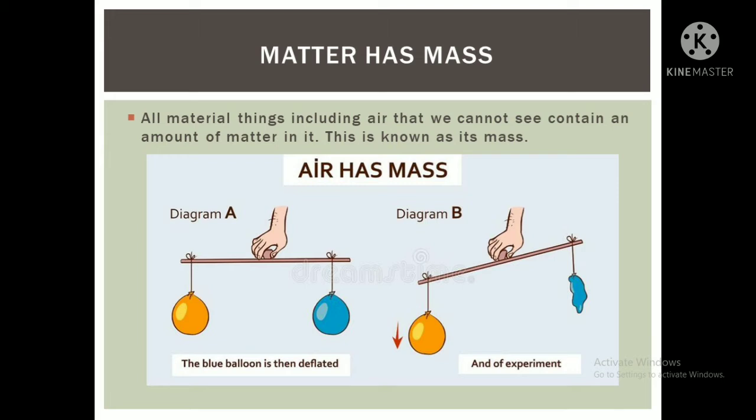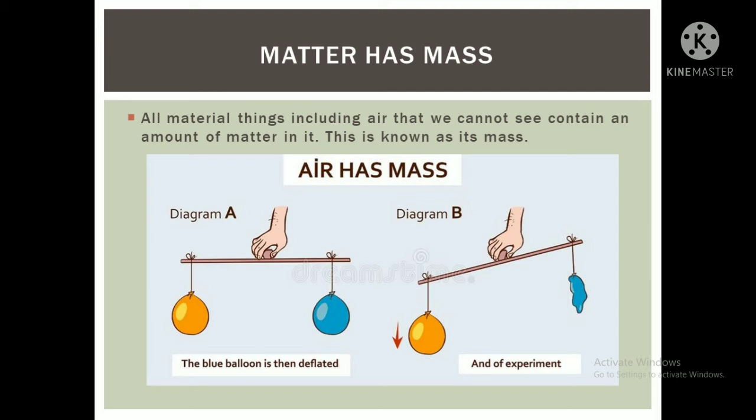The orange balloon was still there. But as soon as the blue balloon is deflated, what happened? The balance became different. The orange balloon has some mass, meaning air is inside it. It has gone down because it is heavier than the deflated balloon. So from here we will know that air has what? Mass.